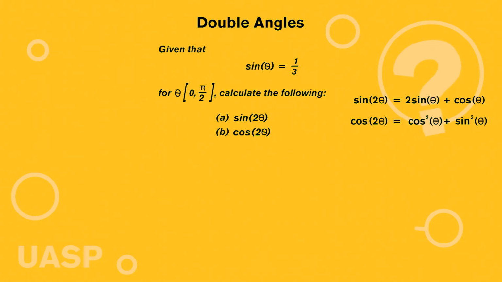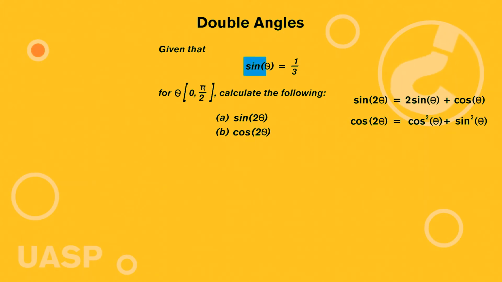Now, first off, let's go ahead and write out our double angle equations. The first one is going to be the sine double angle. So we have sine of 2 theta. That's where the double angle comes from. It equals 2 sine theta times cosine theta. And then we have the cosine double angle as well, and that is cosine squared theta minus sine squared theta.